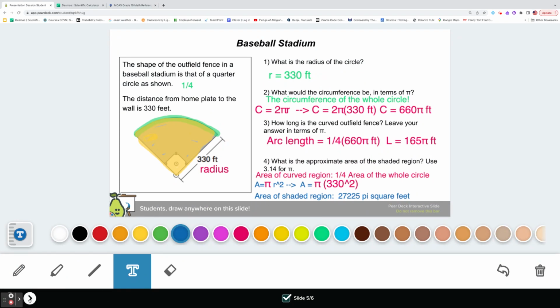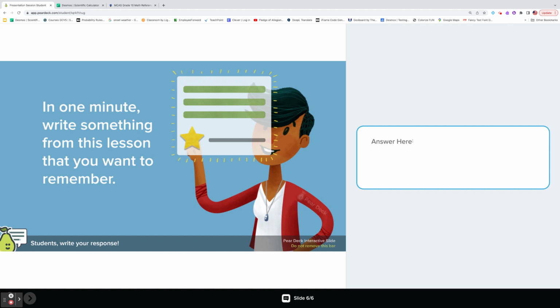Now the last slide is just something in 1 minute. Write something down that you want to remember from this lesson.